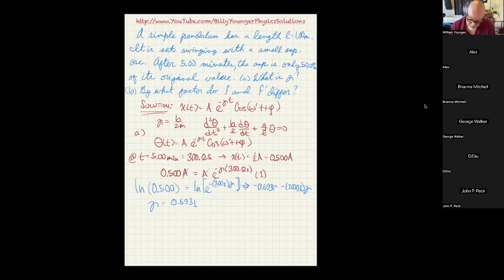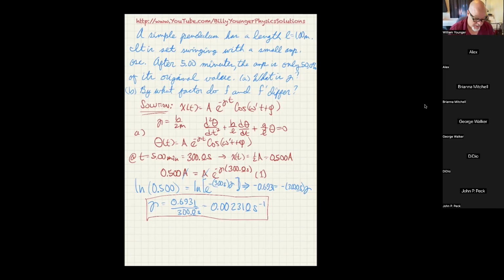So I'm going to take that 0.6931. I'm going to divide that by 300.0 seconds. And that gives me 0.002310, one extra sig fig, seconds to the negative one power. That is exactly what gamma should be. Okay. So we now know what gamma is.